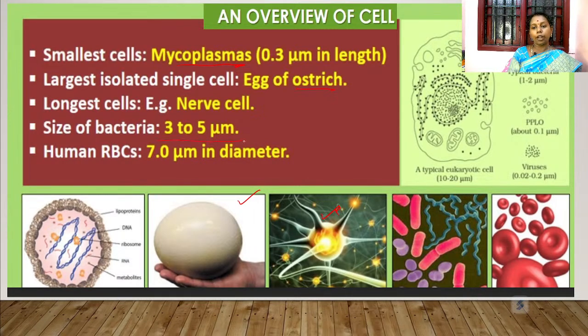Bacteria size is 3 to 5 micrometer. But if you see the diagram in the NCERT, they have given 1 to 2 micrometer. As both are in the NCERT, you can follow either one based on the option given in the question paper. And PPLO also, they have given 0.1 in the diagram and 0.3 in the written notes. Human RBC, of course, is 7 micrometer. I hope you all understood.